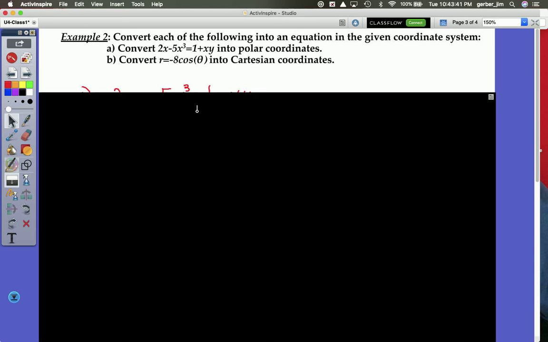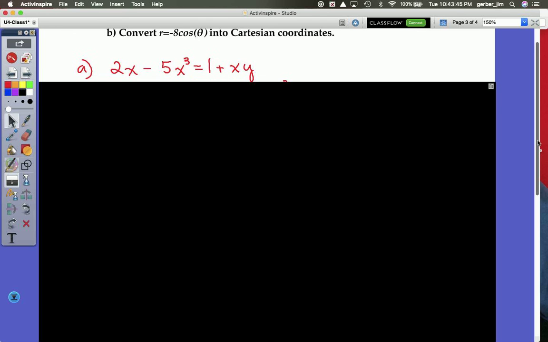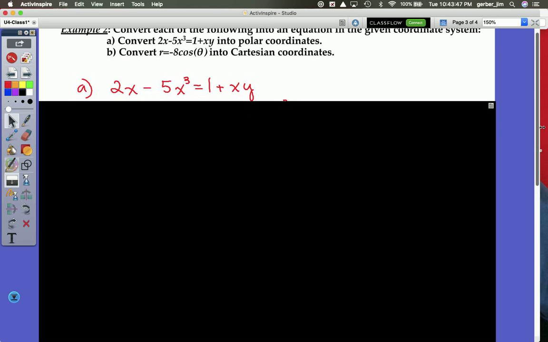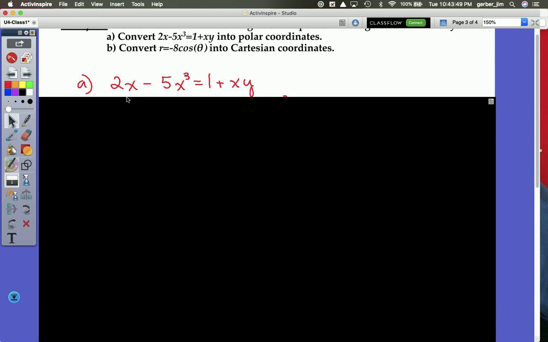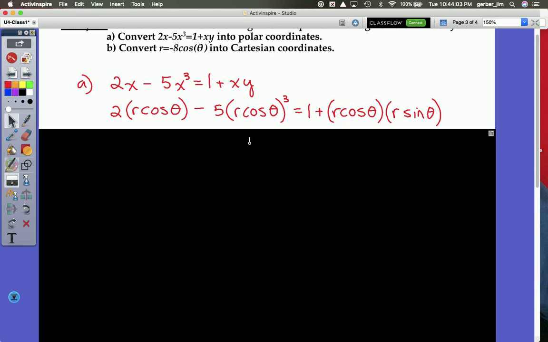So the first equation is this, and all we do is the same thing we did before. We already said that x equals r times the cosine of theta. So that's going to be r cos theta there, r cos theta there, and r cos theta there. And we already said that y equals r sine theta. So we're going to have an r sine theta going into that. And my equation becomes this.